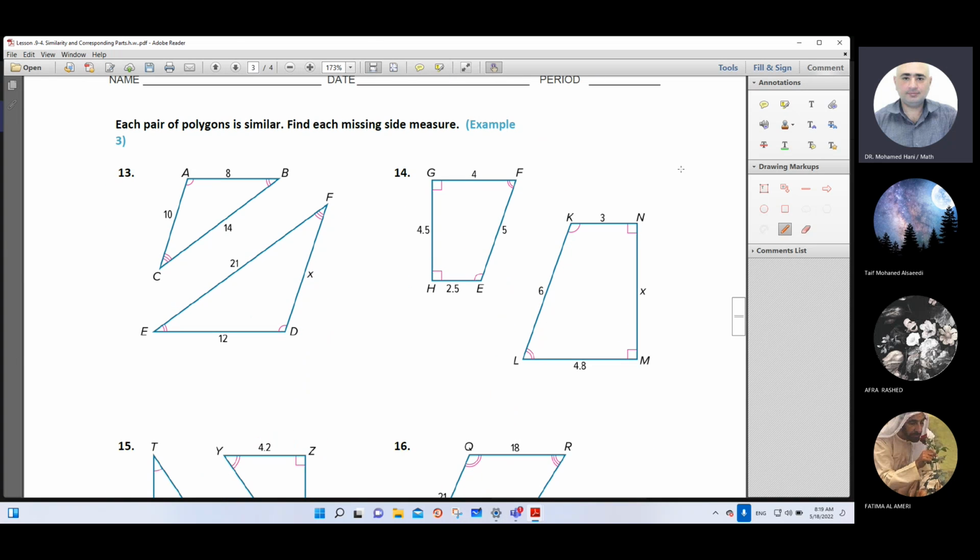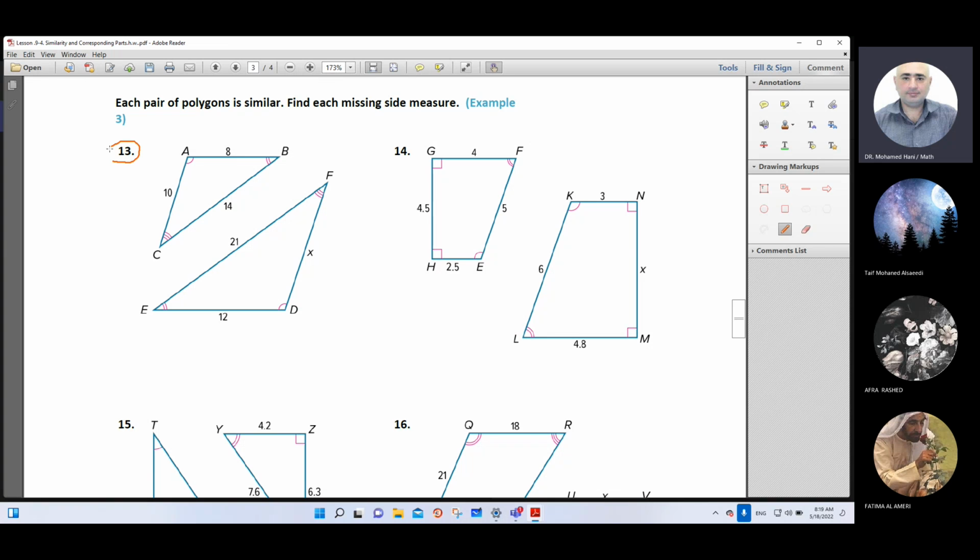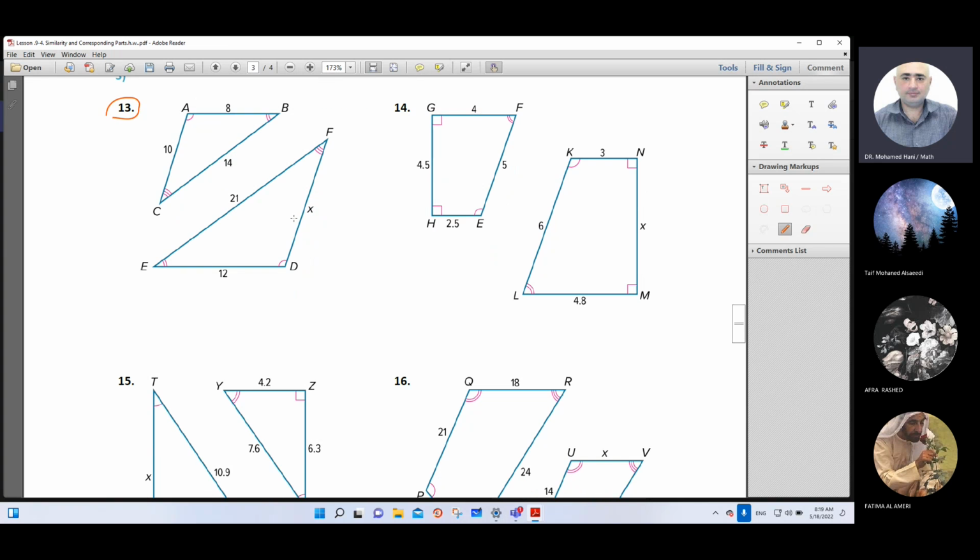Here, each pair of polygons is similar. So we know now the shapes here will be similar. Find each missing side measure. As you see here in exercise 13, in the second triangle we have this side with a missing value. We want to find this side. We want to use the property of similar shapes to find the missing value. How to find the missing value? When you know the two shapes are similar, you can write a proportion.